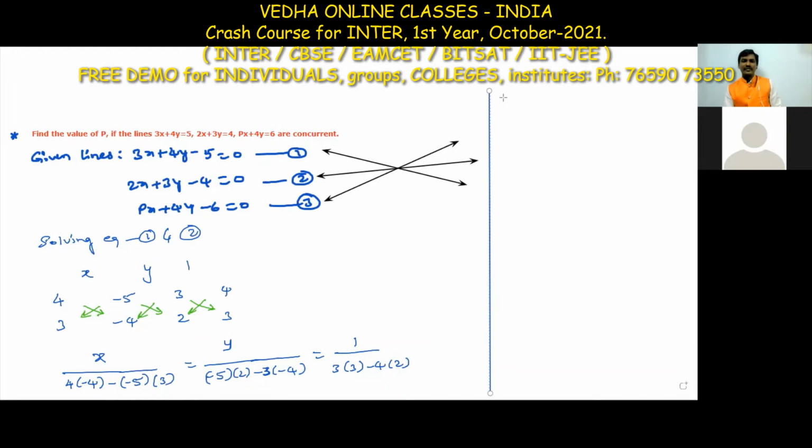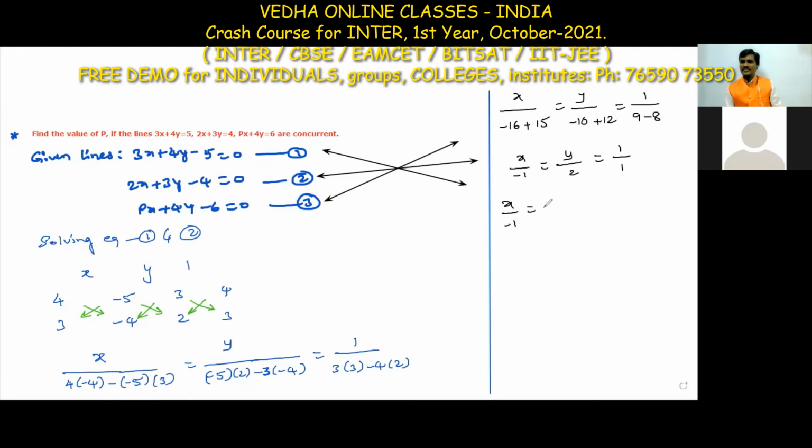So x divided by, okay, 4 4 is 16, minus 16, minus into minus plus, 5 3 is 15, is equal to y divided by 5 2 is 10, minus 10, minus minus plus, 3 4 is 12, is equal to 1 divided by 3 3 is 9 minus 4 2 is 8. x divided by minus 1 is equal to y divided by 2 is equal to 1 divided by 1.